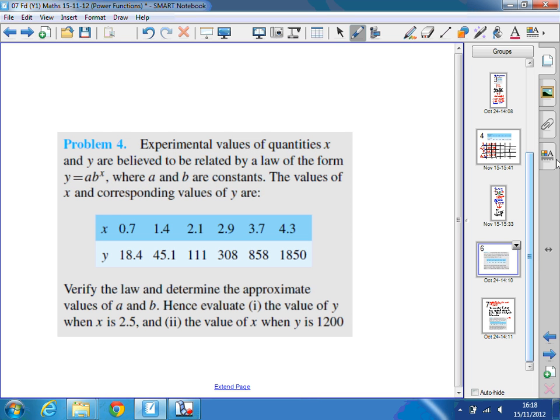This time, experimental values are given for the quantities x and y, and it's believed that the law is of the form y equals ab to the x. So this time, instead of x being in the base raised to some power, x is the variable. And we'll see that this is a classic example of an exponential function. It's believed that the law is of this form. So if you'd done the power function and that didn't work, you didn't get a straight line, you'd maybe try this one next.